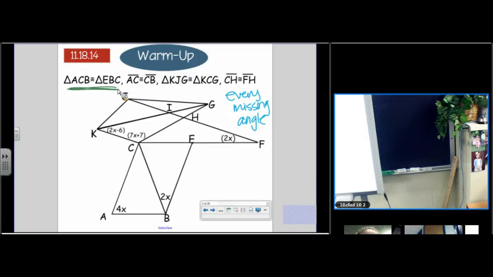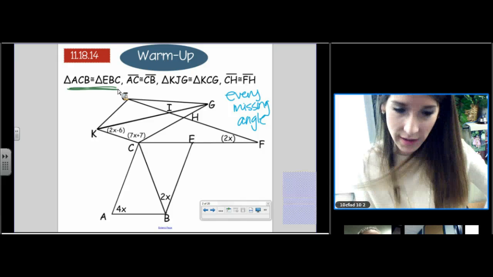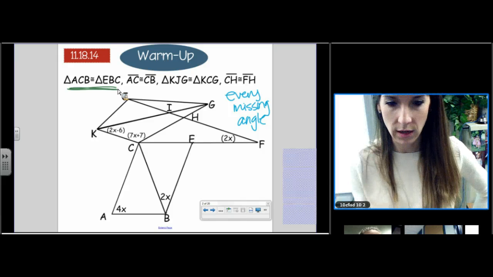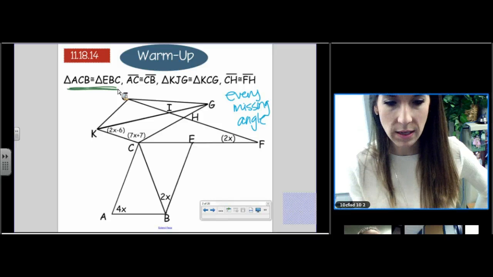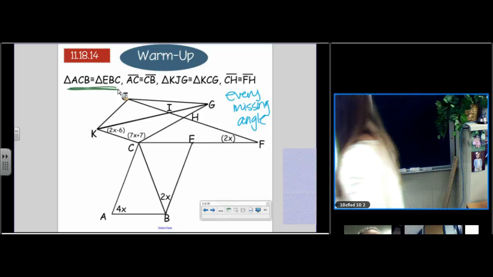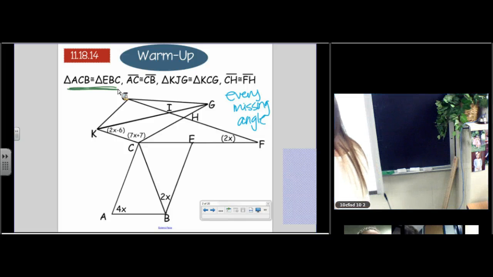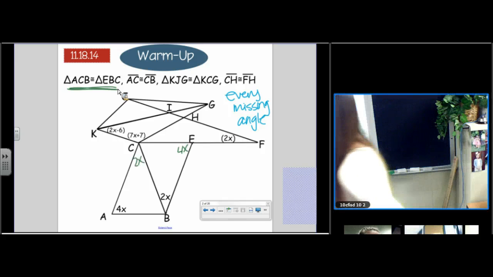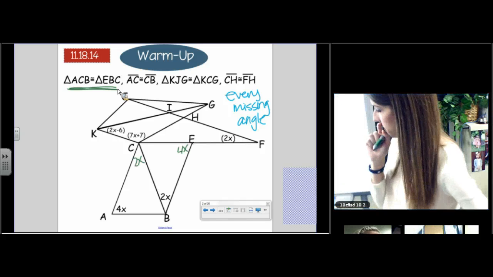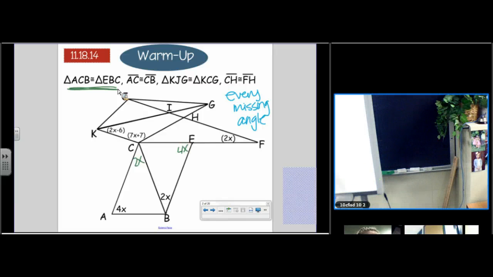Triangle ACB is congruent to triangle EBC. Well, I know if those triangles are congruent, then every angle is congruent to the corresponding angle by CPCTC. So, I know that, let's see, angle A goes with angle E, so that's 4x. Angle B goes with angle C, so that's 2x. I know that, well, we'll wait on that one. Okay, so I use this statement, good.